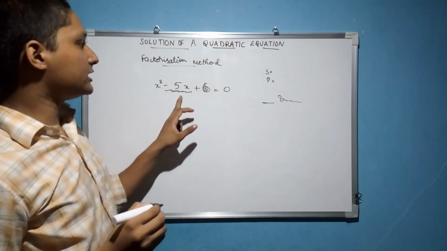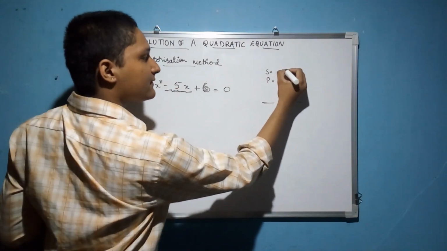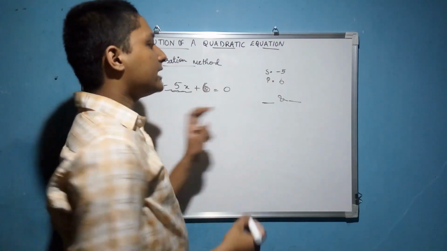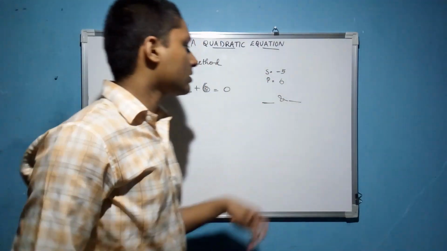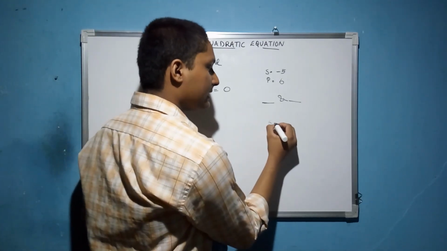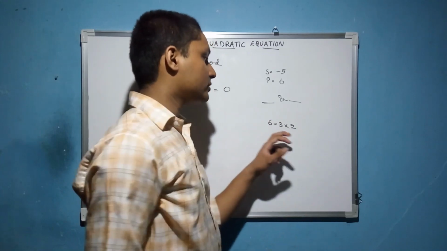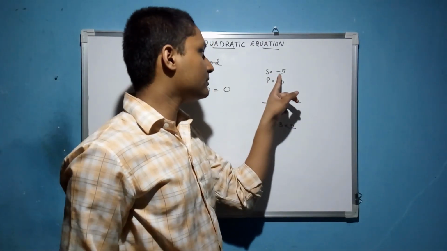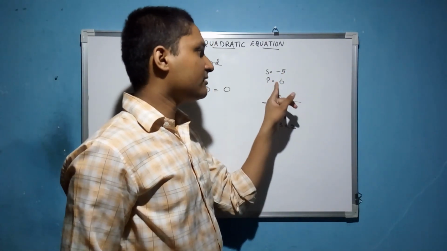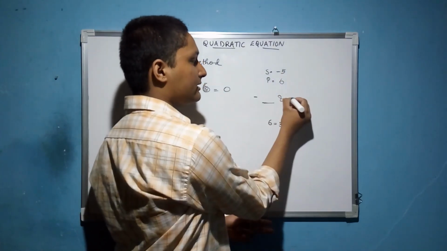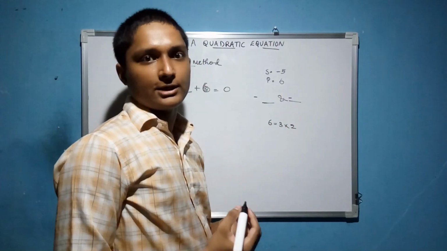For splitting that middle term, the sum is minus 5 and the product is 6. For such things, I need to get two numbers. For that, I need to prime factorize this 6. So 6 becomes 3 into 2. While the sum is negative and the product is positive, that means both of them have to be negative. Both of the numbers are to be negative.